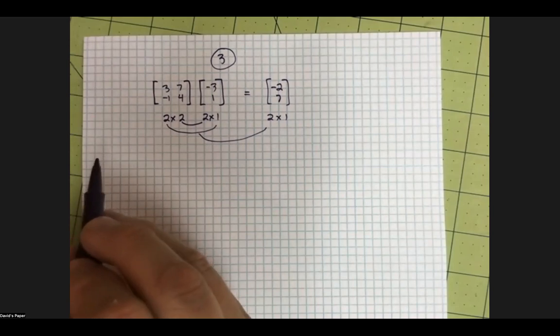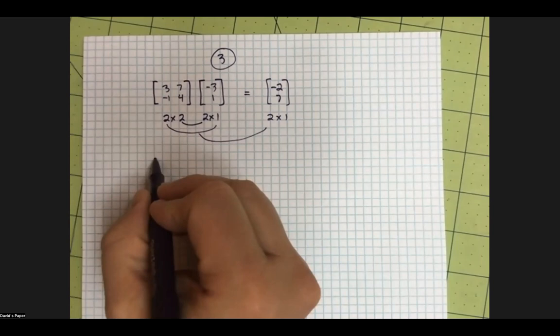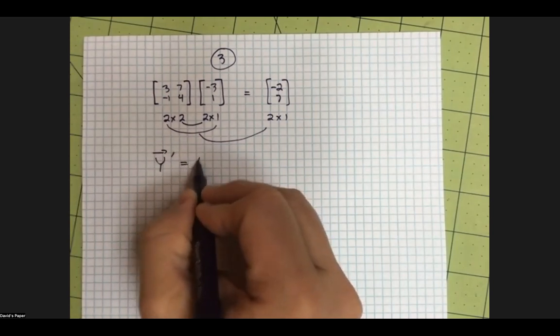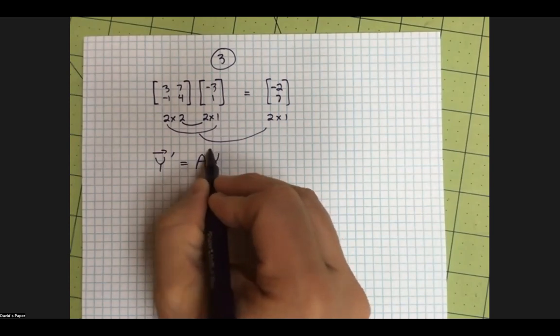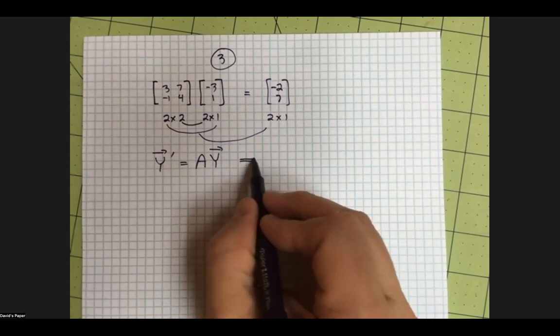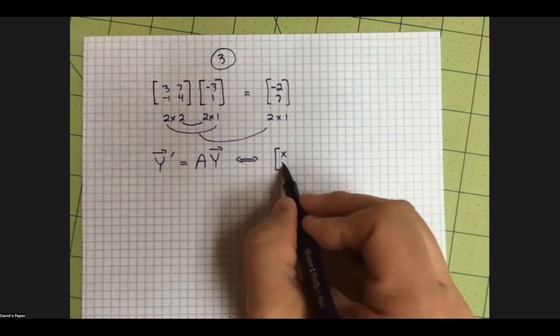But I haven't shown you the superpowers of matrices. So let's think like this. Let's go back to our differential equation, at least the form of our differential equation. And remember from now on, when I write this, what I'm really writing is a vector equation.